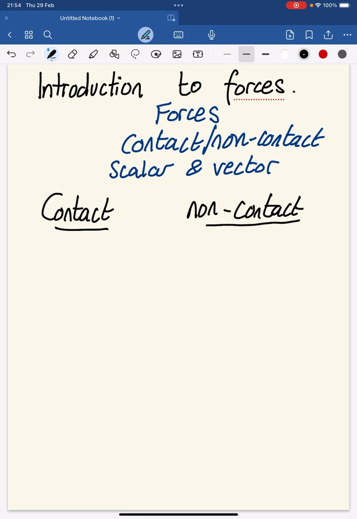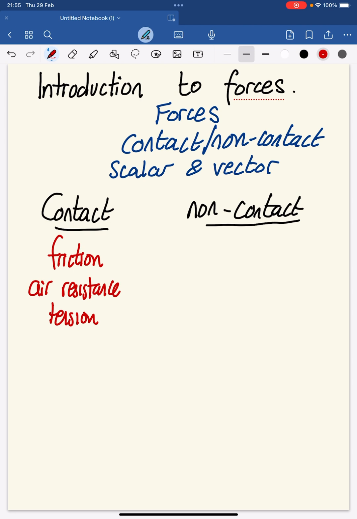So contact forces that we are familiar with are forces like friction. When you're walking around, you've got that friction between your shoes and the floor. Friction in the air, of course, we've got air resistance. That's why cars are sort of streamlined. We've got tension. These are all examples of contact forces.